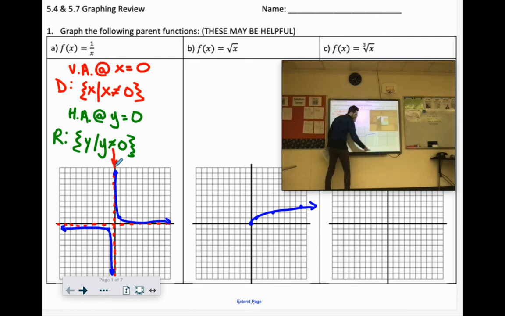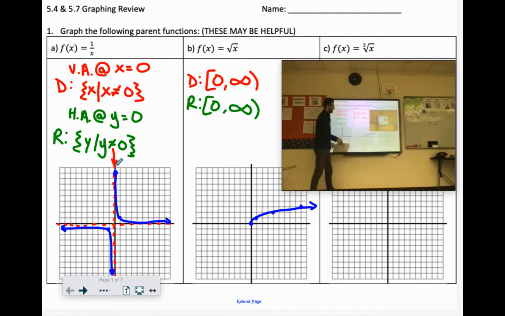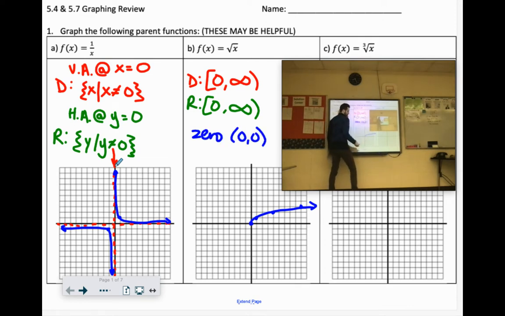So as far as domain and range here, domain, we're going to list it in interval notation, is the x values. The lowest x we hit is 0, and then it goes to positive infinity. The range is kind of the same thing, but that's our y value, so the lowest it hit was 0, and then it goes towards positive infinity from there. Did I miss anything else? The zeros, it hits the x-axis at 0, so the zero would be 0, 0. Cool.